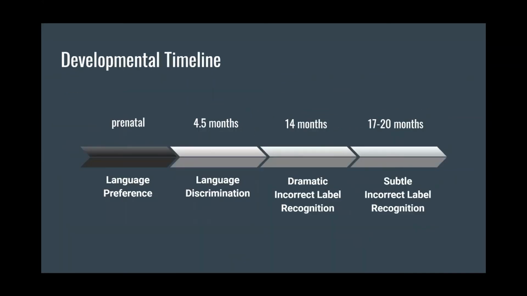So a quick review of the developmental timeline shows that monolingual infants develop a language preference in the womb, while bilinguals do not. And then around 4.5 months, both babies can discriminate between languages. At 14 months, they will show surprise at improper labels applied to familiar objects. Between 17 and 20 months, babies register surprise at even slight mispronunciations of familiar labels.